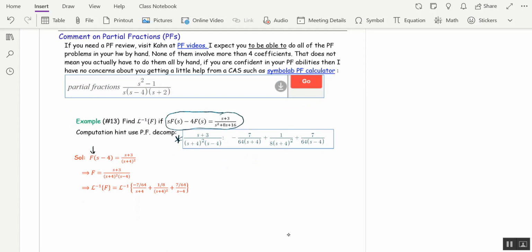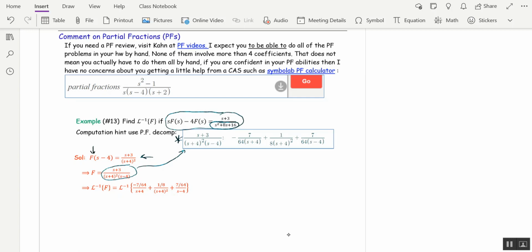And I'm left with s minus 4. And on the other side, I have s plus 3. And then I recognize that s squared plus 8s plus 16 is a perfect square. That's s plus 4 quantity squared. All right. Now I'm going to divide both sides of this expression by s plus 4, so I have big F isolated. All right. Then this is what I put into Symbolab to get the partial fraction decomposition.